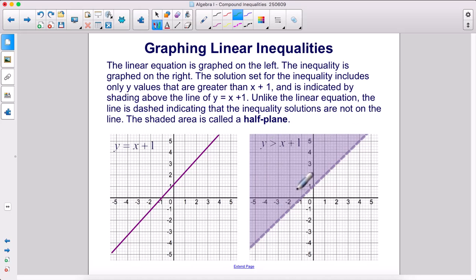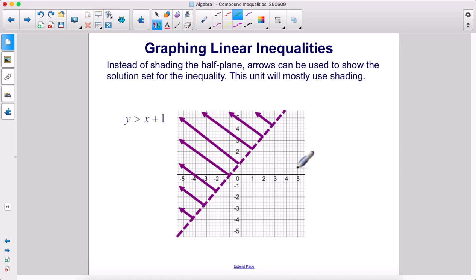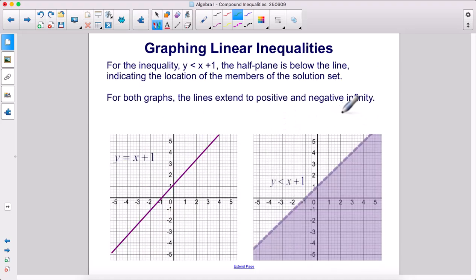The shaded area is called a half plane. Instead of shading the half plane, you can also use arrows to show that the solution set is greater than that line. This unit, however, will mostly use shading. For the inequality y is less than x plus 1, the half plane is below the line, indicating the location of the members of the solution set. For both graphs, the lines extend to positive and negative infinity.